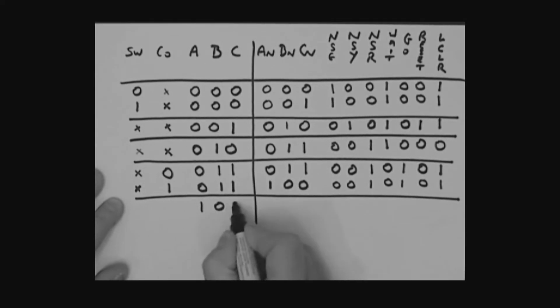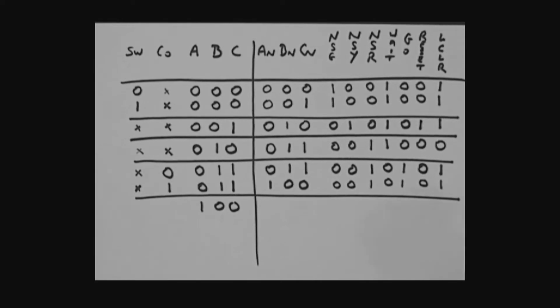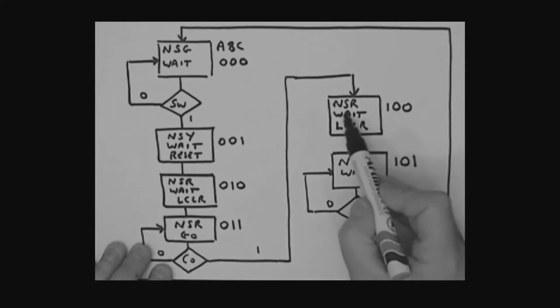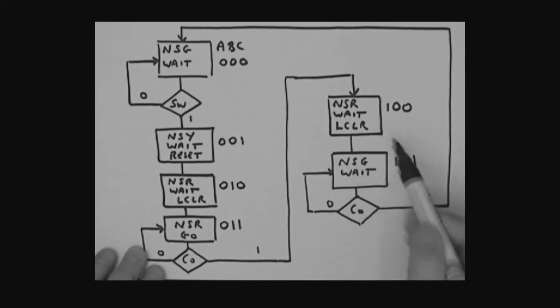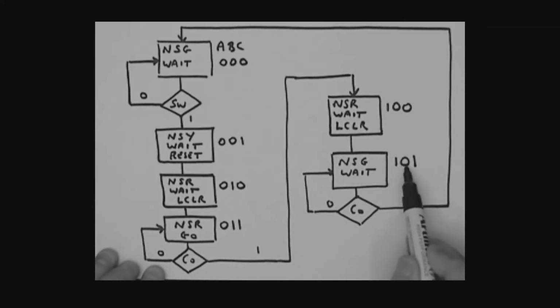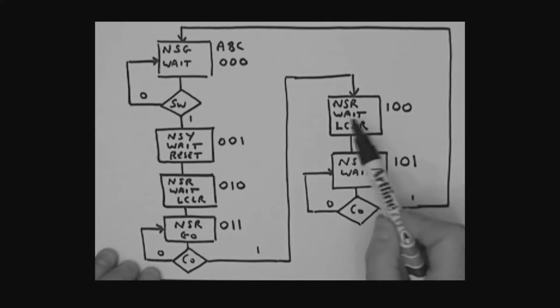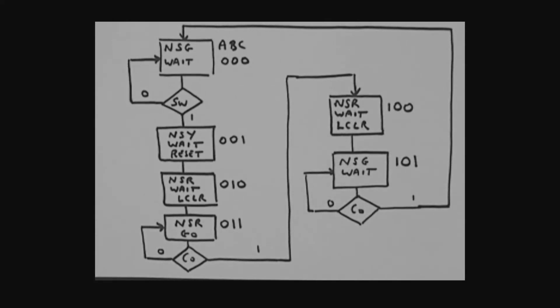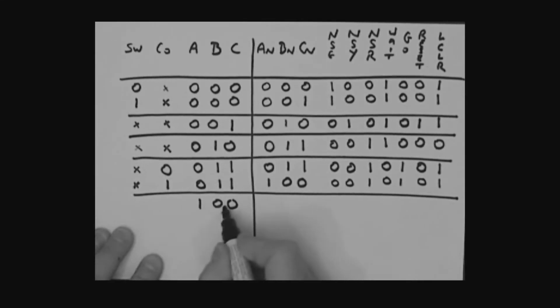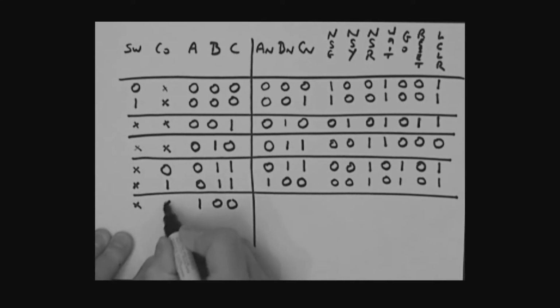If I'm in the 100 state, let's have a look at that. In the 100 state, I've got the red and the white, and I'm clearing the counter again. On the next clock edge, I'd move to the 101 state. Don't care about the switch, don't care about the carry out if I'm in that state. Okay, 100 state, I don't care about the switch, don't care about the carry out.